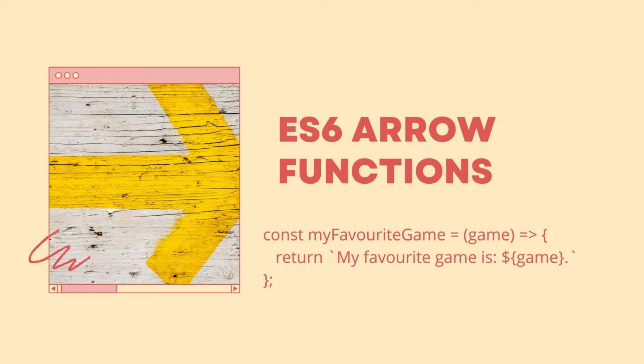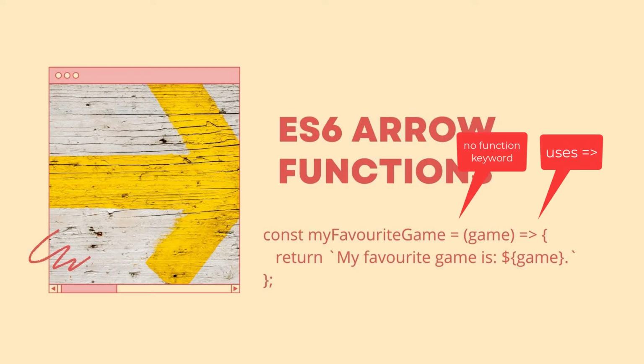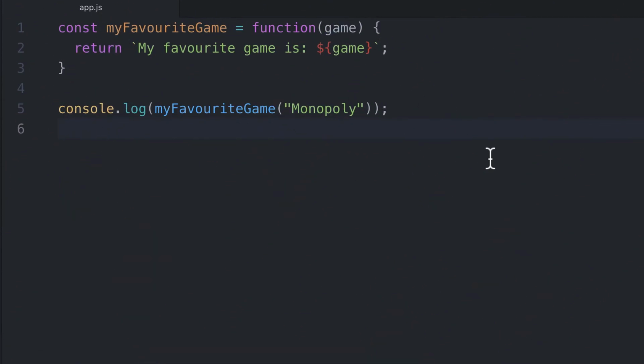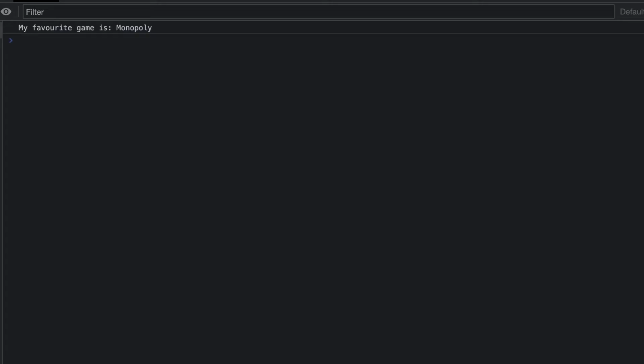So where do arrow functions fit? Well, ES6 introduced the arrow function syntax, which meant we can omit the keyword function. Let's return to our code and update it by removing the function keyword. We'll run this function again, and we still get the same string returned.